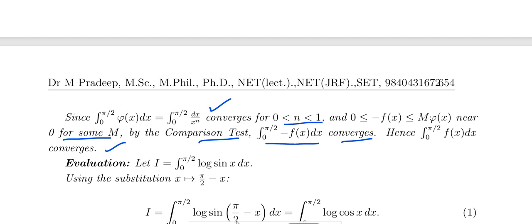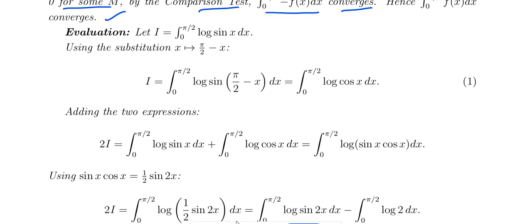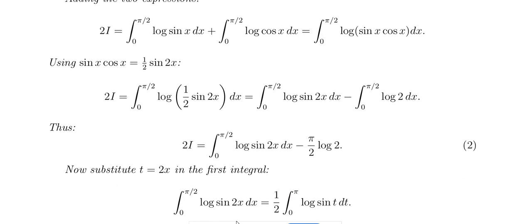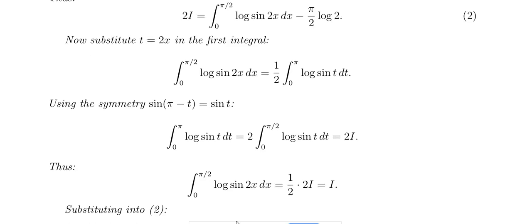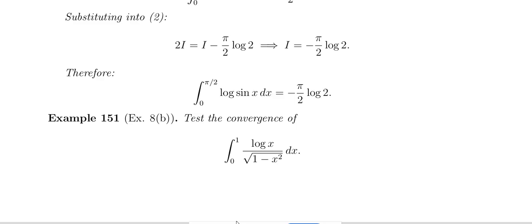We can evaluate the value using that; I think it is in plus 2, the problem. I forgot the limit. So x tends to pi by 2 minus x, they would have applied that property, and after applying it you can evaluate. It is a standard problem. The value comes to minus pi by 2 log 2. I thought it is in plus 2; it goes on the property basis. And test the convergence of the integral 0 to 1 of log x by root of 1 minus x square dx.